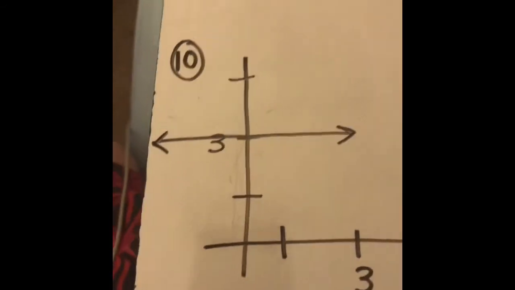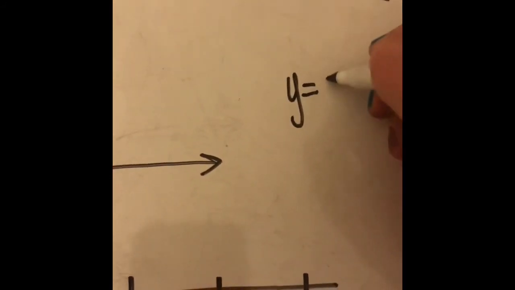Number 10 is rather easy. There is no slope, there is no x, so your answer, and it's intercepting at positive 3, so it is y equals 3.